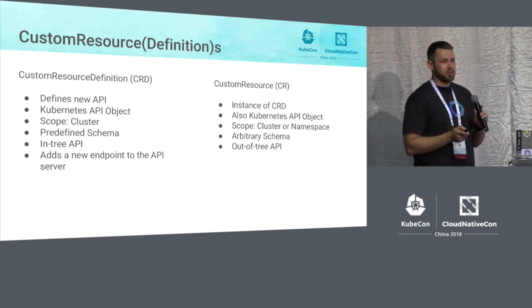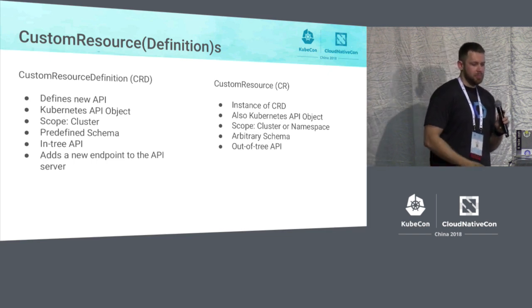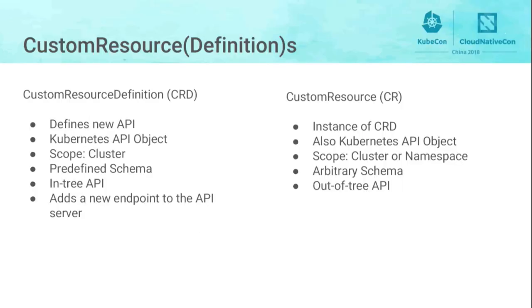All of them are cluster-wide scoped, which is important. We'll see a little bit later why. This is an in-tree API, and it adds a new endpoint to the API server. The custom resource, actually an instance of the CRD, is also a Kubernetes API object. It can be scoped as cluster-wide or namespaced, and it's an out-of-tree API.